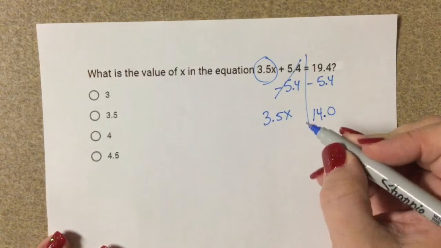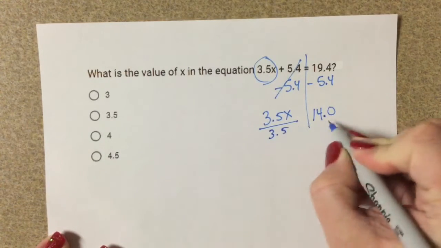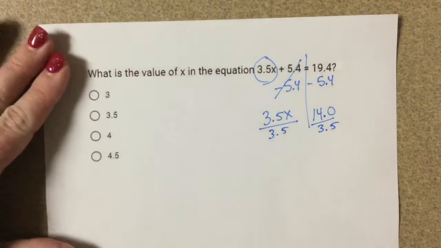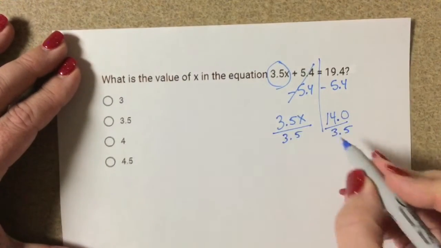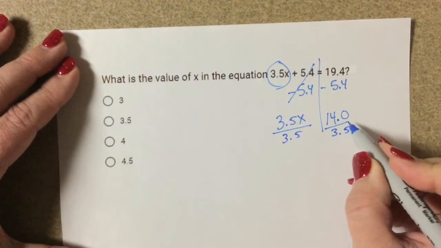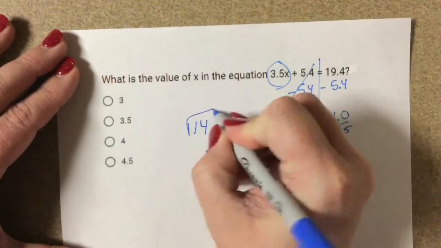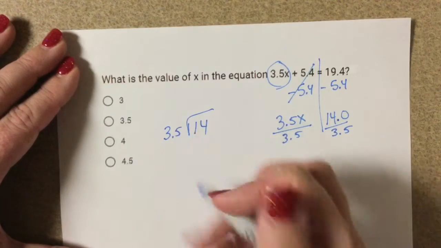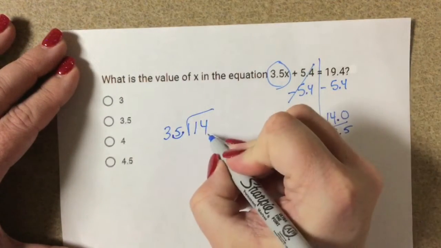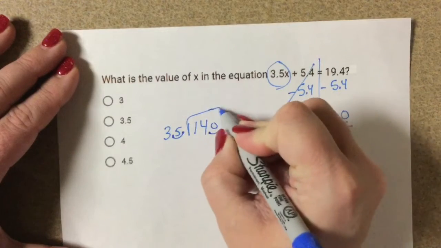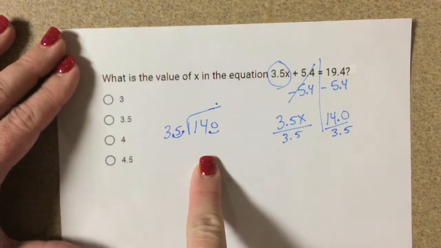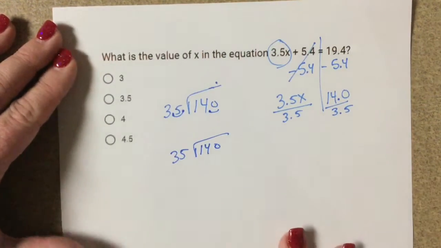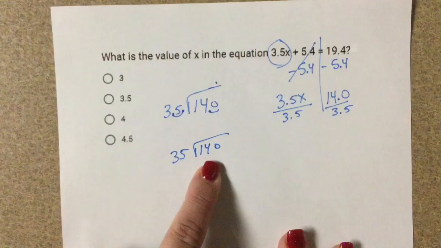All right, so then the next thing I would do, divide both sides by 3.5, and then I'm going to have to do a little division here. So 14, I don't have to worry about that decimal because this is the whole number 14, divided by 3.5. So I'm going to have to move my decimal over. And so my decimal's here, I'm going to have to move it over once. So I'm really going to be dividing 35 into 140, and we can rewrite this to make it nice and pretty. So how many times can 35 go into 140?